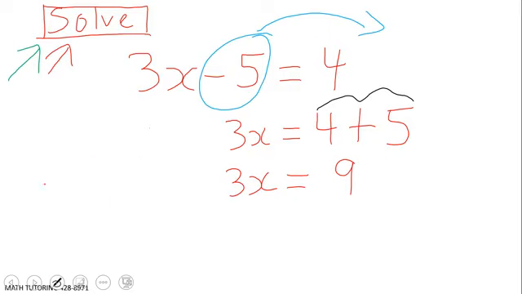Because 3x really means 3 times x, right? Because we have a multiplication going on here, we're going to do the opposite. So the opposite of multiplication is indeed what? Division. So we're going to divide by 3, okay? And whatever we do on one side, we must do on the opposite side, all right?